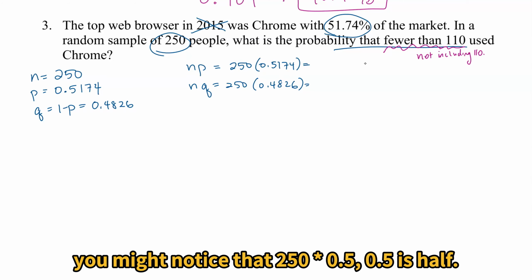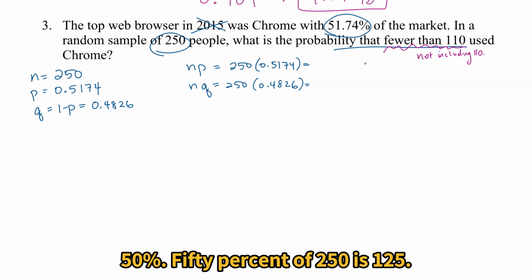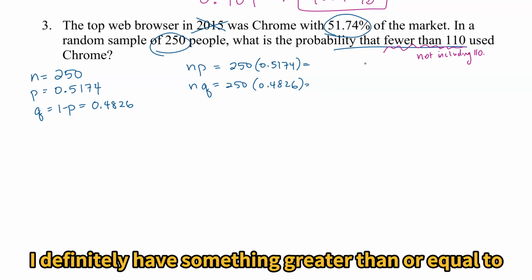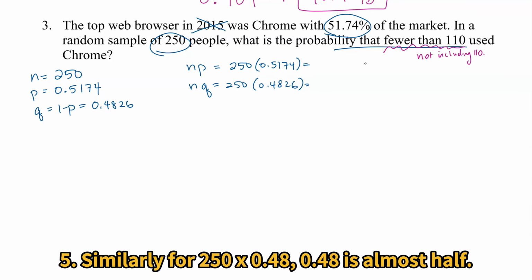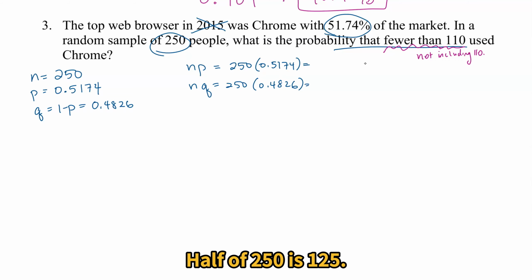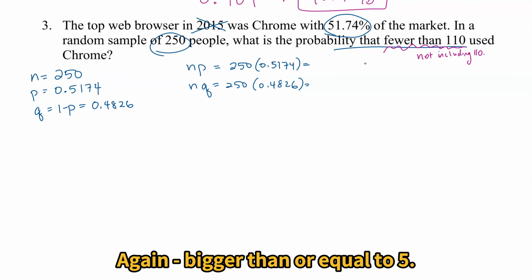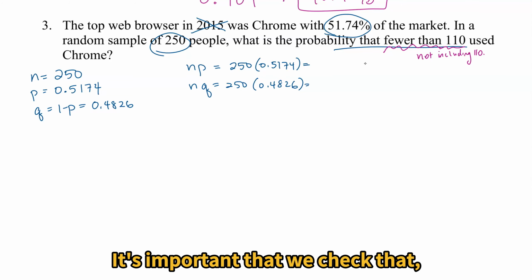250 times 0.5 is half, 50% of 250 is 125. 51% is going to be a tiny bit more than that. I definitely have something greater than or equal to 5. Similarly for 250 times 0.48, 0.48 is almost half. Half of 250 is 125. So n times q is going to be a little bit less than 125. Again, bigger than or equal to 5. That's the point. It's important that we check that.